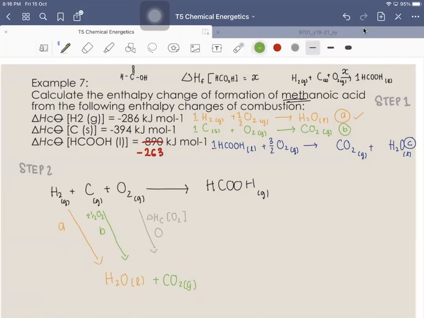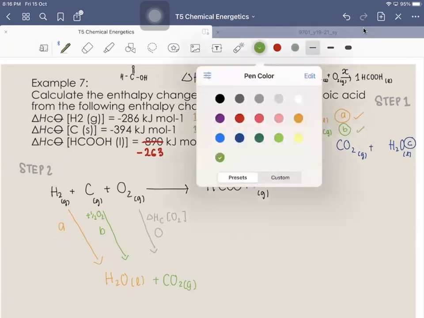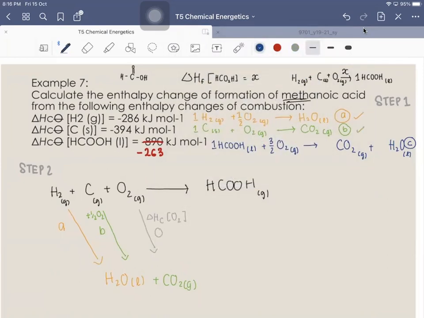Next, we move on. So B is done. Next, we move on to C. Again, if you compare to the equation of C, HCOOH plus 3/2 O2, since I don't have any oxygen on the product side, to form CO2 and H2O. So that's nice. I don't have to write it 2 times, okay?